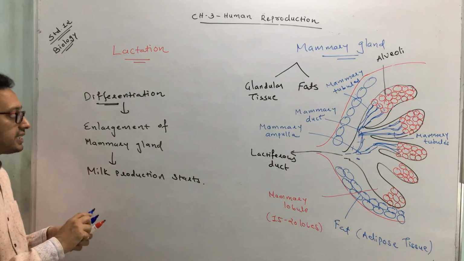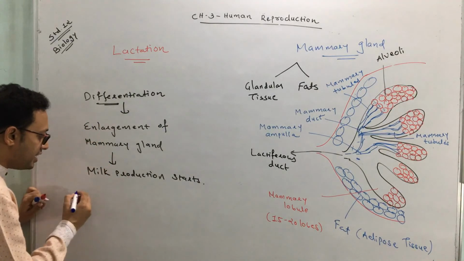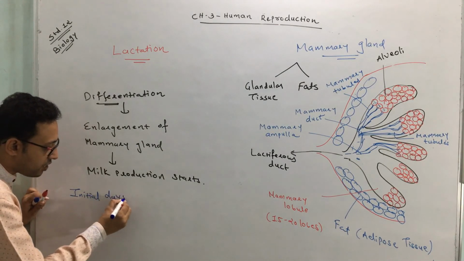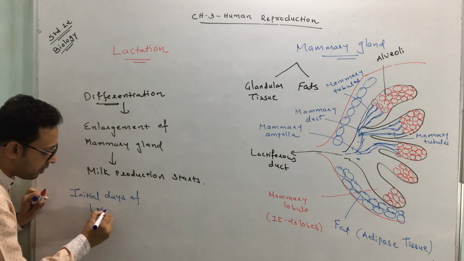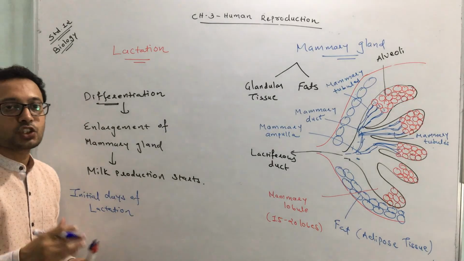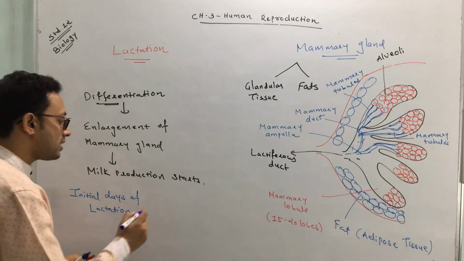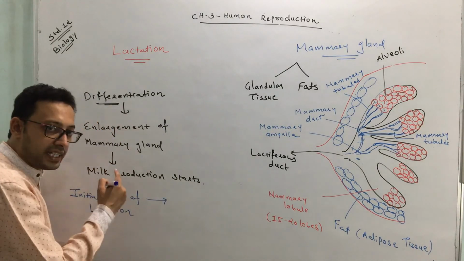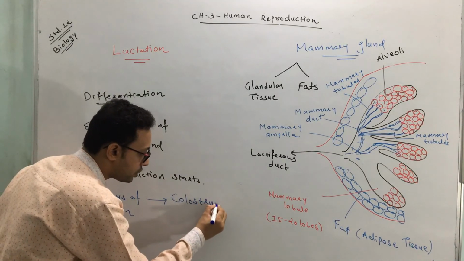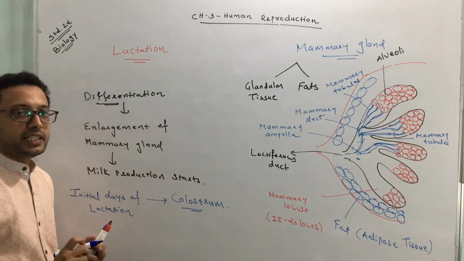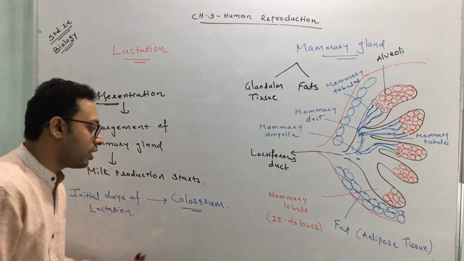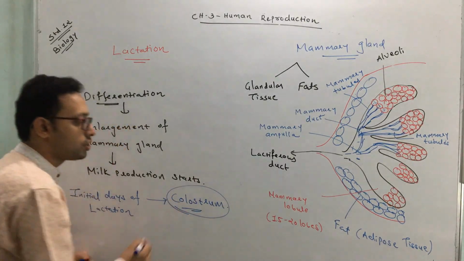The milk which is secreted through the mammary gland in the initial days of lactation, remember this is very important, is slightly yellowish in color. It is not as white as milk. It is slightly yellowish in color in the initial days of lactation. Remember, the initial days of secretion of milk is slightly yellowish in color. What is it called? It is called colostrum.